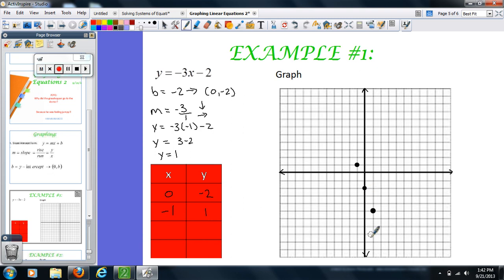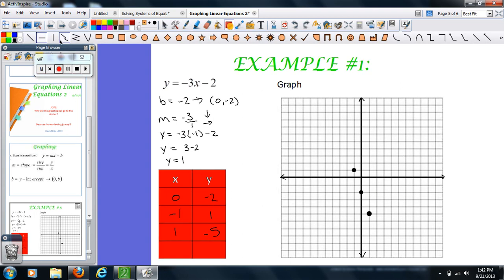Now I can also, so let me go ahead and write this point in, which is going to be 1, negative 5. Now if I was going to do one more point, I also could go backwards. I could start here and go up 3, 1, 2, 3, and left 1, which would put me right here, and that would give me another point on my line as well.